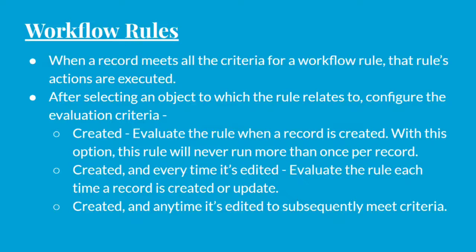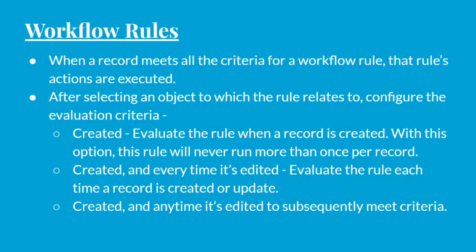So I have to take the action further. So that's your evaluation criteria. And the last one is created and anytime it's edited to subsequently meet criteria. So it is like the first time the rule will run when the record is created, and the next time it will run when it is edited, but not every time it is edited. When it is edited based on whatever criteria you have defined.